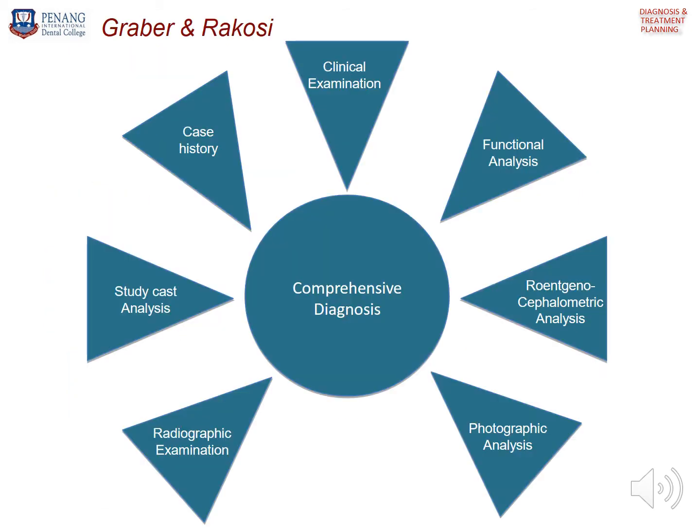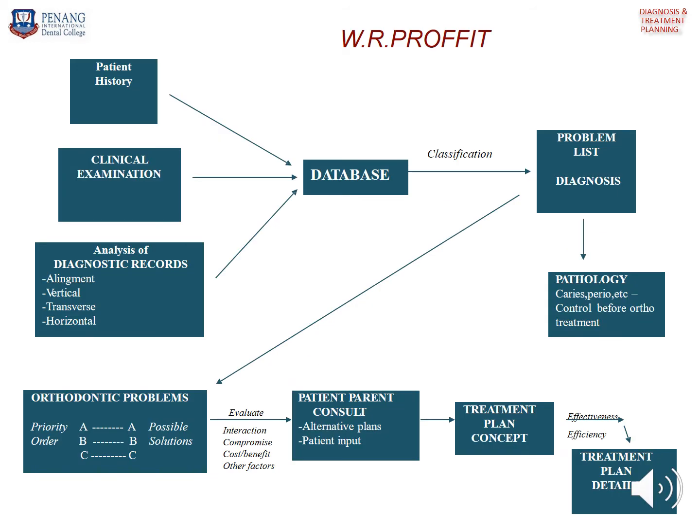According to Graeber and Rakosi, comprehensive diagnosis is obtained from various methods. Firstly is from the case history, secondly clinical examination, then functional analysis, followed by cephalometry analysis, and then photographic analysis, and then study cast analysis, and finally is from the radiographic examination. According to W.R. Profit, the database is collected from the patient history, clinical examination, and the diagnostic records. And then from the database, problem list will be formulated, and then the case is diagnosed.